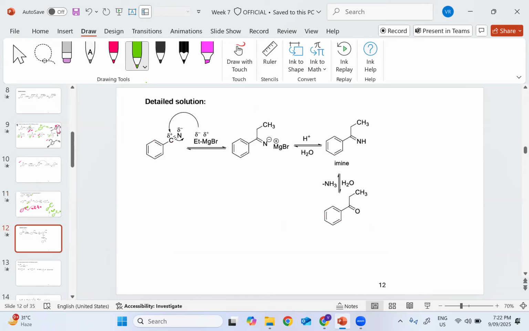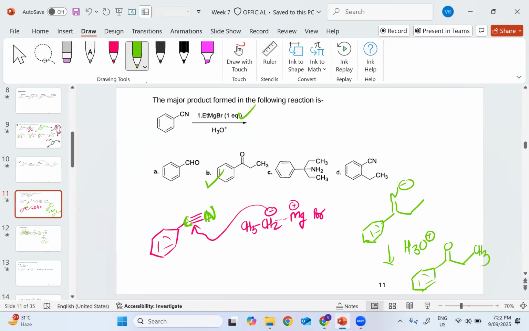So you can see the mechanism also here. This ethyl magnesium bromide attacks on the nitrile C triple bond N. Further, it gives the imine intermediate, which on the workup gives the imine, followed by the keto. So that's what I have shown. But you may ask the question: here, why has it attacked on the nitrile C triple bond N?